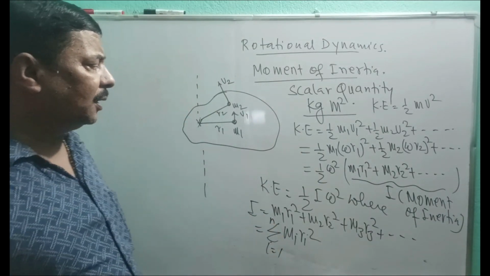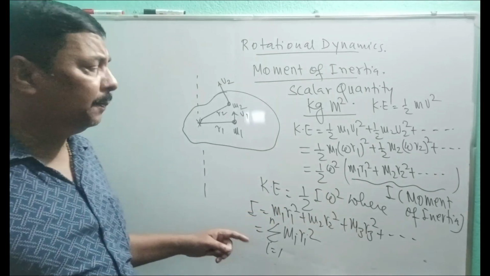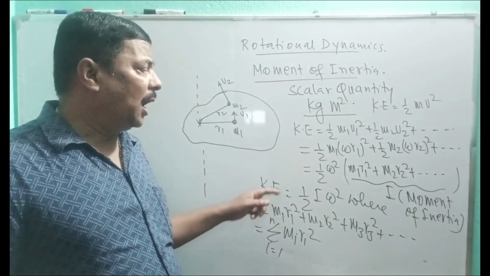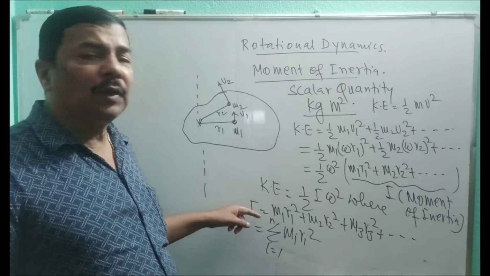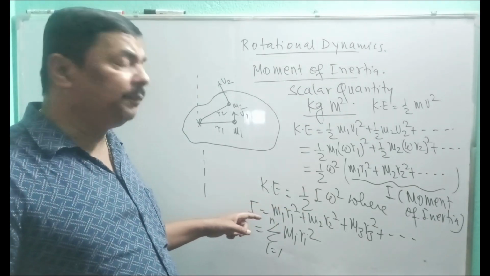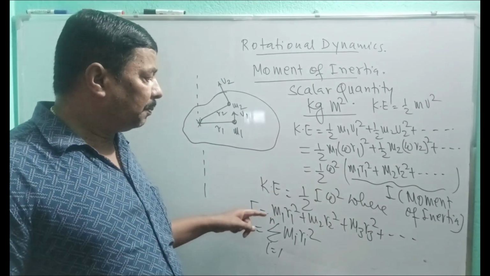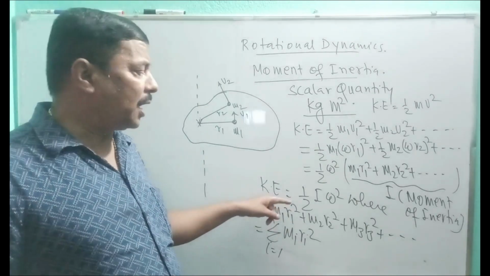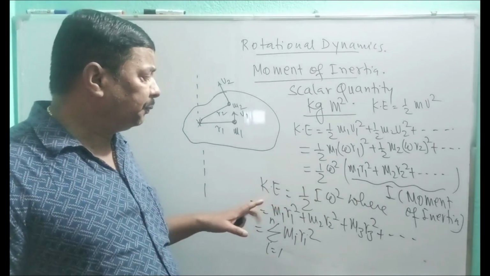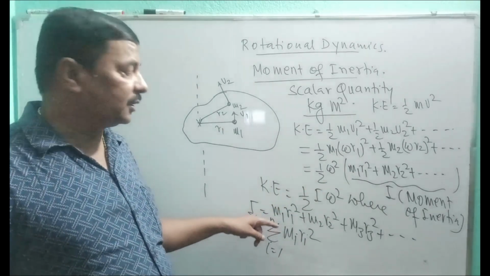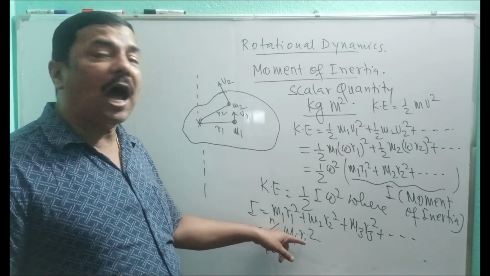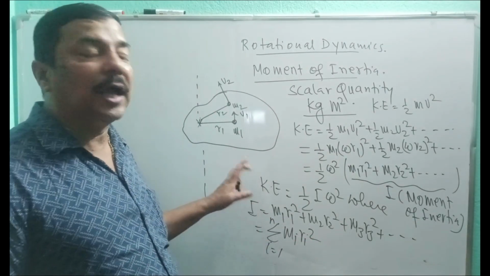we can define a new quantity, that is the moment of inertia, and this moment of inertia for an n particle system of the rigid body must be equal to m1 r1 square plus m2 r2 square, and so on. In fact, if we write it in the summation format, then it is sigma mi ri square, where i is equal to 1 to n.